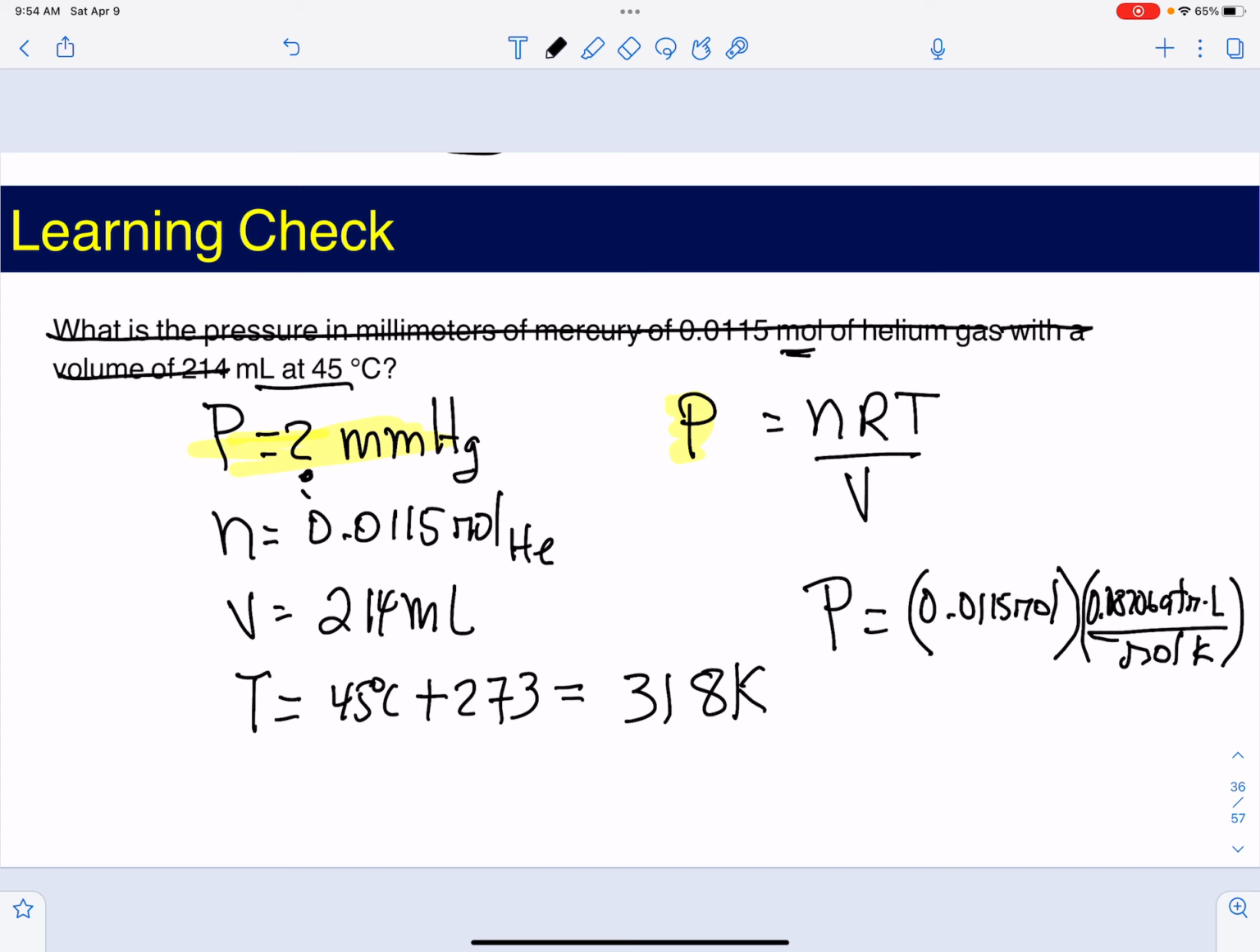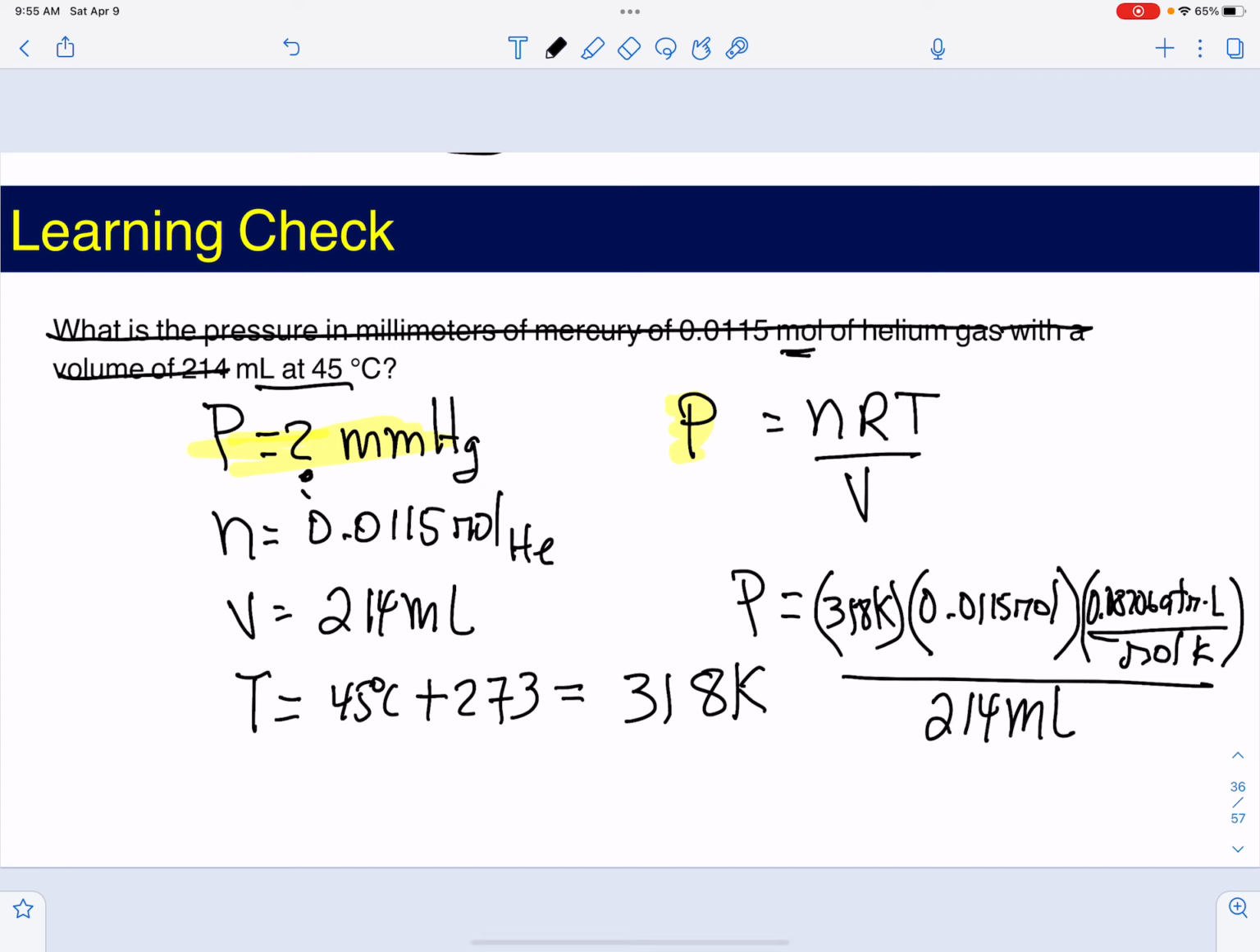So let me do something over here. We're going to multiply that by the temperature, and the temperature is 318 Kelvin. So that's going to be our pressure divided by the volume, and the volume is 214 milliliters. So before we do anything else, let's check the units. So Kelvin cancels with Kelvin, moles cancel with moles.